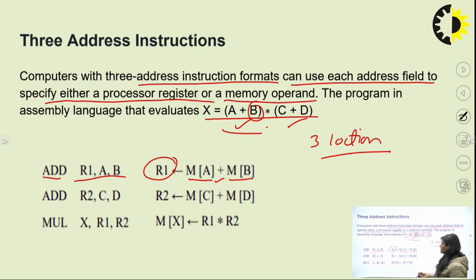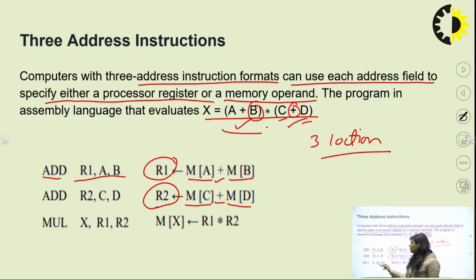And again we have another part. According to BODMAS, we have to solve this C plus D part. So again we take a location for C, which is M of C, and one location for D, which is M of D. We have to apply the addition operation among them. So we apply this addition operator between the C and D memory locations, add them and put the result into the R2 register. Now how do we write the assembly code? ADD R2, C, D. It means add the content of C and D and move it into R2.